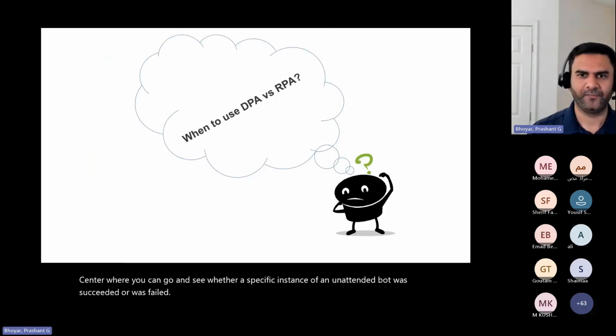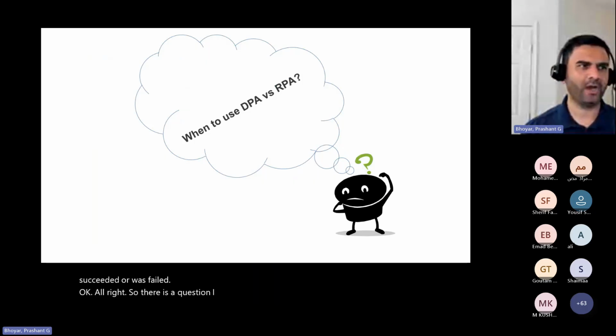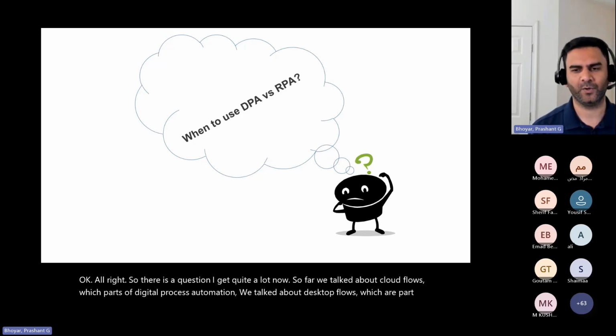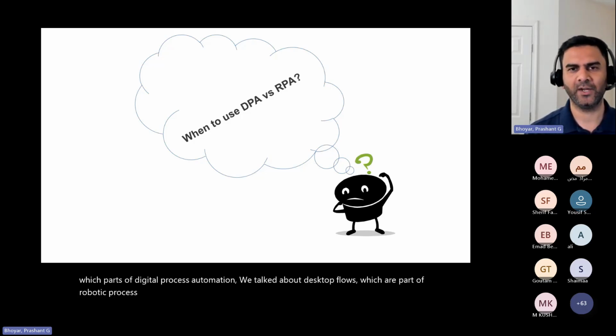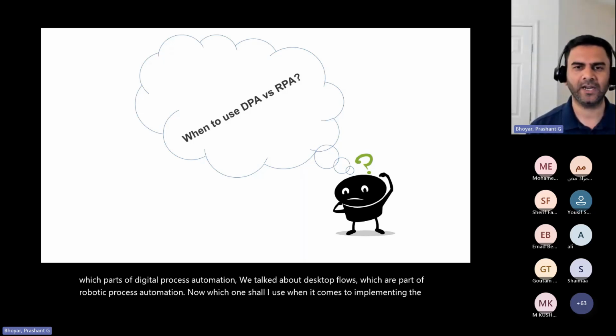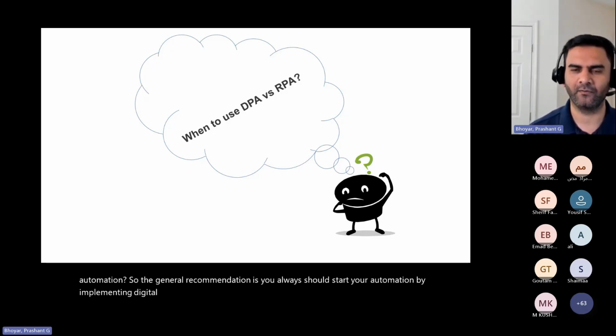Okay. All right. So there is a question I get quite a lot. So far we talked about cloud flows, which are part of digital process automation. We talked about desktop flows, which are part of robotic process automation. Now, which one shall I use when it comes to implementing the automation? So the general recommendation is you should always start your automation by implementing digital process automation or cloud flows.